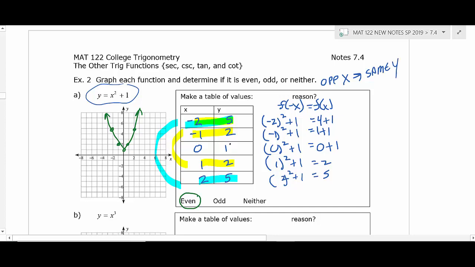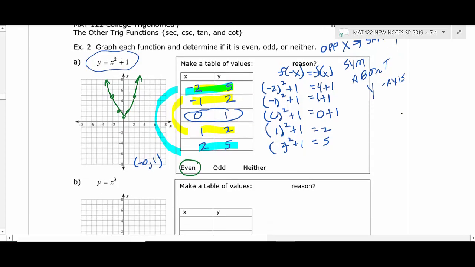Now this one right here, you can't do the opposite of 0, but technically if you did -0, you still get 1, because -0 is 0, so that still counts. So that's a good example of an even function, and again, it's symmetric about y. That's another reason, if you want to say that, that it's symmetric about the y-axis.